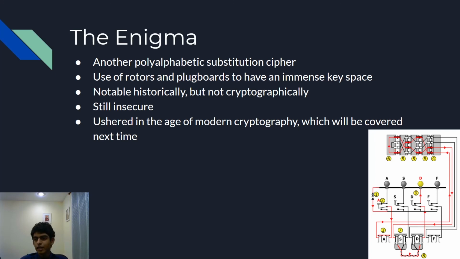You're never going to try to brute force a cipher like the Enigma, and the techniques used to solve it were a lot more modern. With those techniques being so modern, those tools of cryptanalysis really ushered in the era of modern cryptography, because with such strong tools, we needed stronger ciphers to work against them. That era of modern cryptography will be covered in the next video in this series.